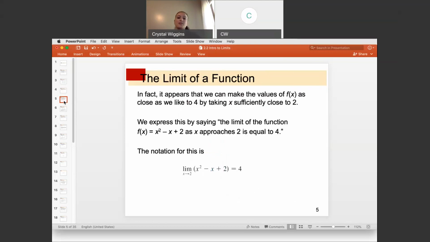In fact, it appears that we can make the values of the function as close as we like to 4 by taking x sufficiently close to 2. We express this by saying the limit of the function f of x equals x squared minus x plus 2 as x approaches 2 is equal to 4. Literally, that is the long English translation of this mathematical statement. That's why mathematicians love our symbols, because we do not write all of this English. We write it in very concise symbol form.